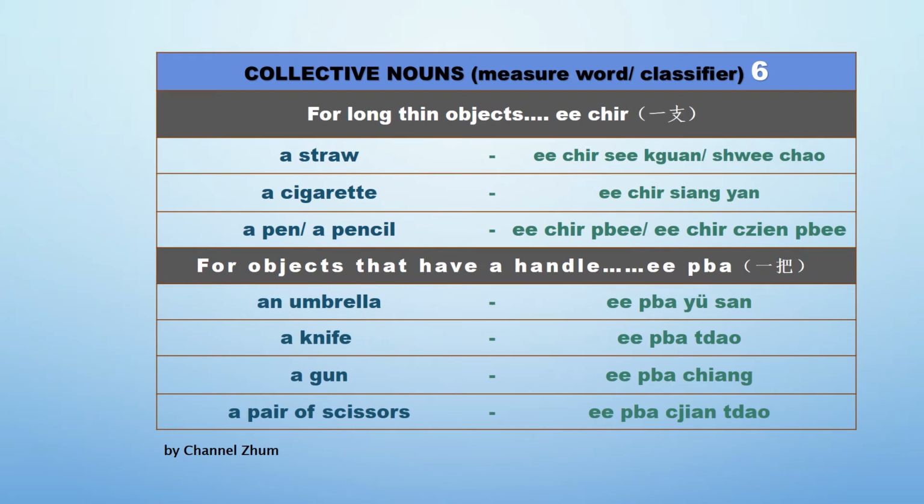For long thin objects, 一只. A straw, 一只吸管. Or 一支水草. A cigarette, 一支香烟. A pen, 一支笔. A pencil, 一支铅笔. For objects that have a handle, 一把. An umbrella, 一把雨伞. A knife, 一把刀. A gun, 一把枪. A pair of scissors, 一把剪刀.